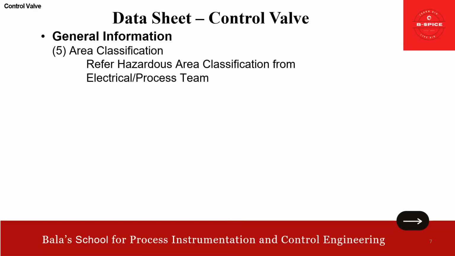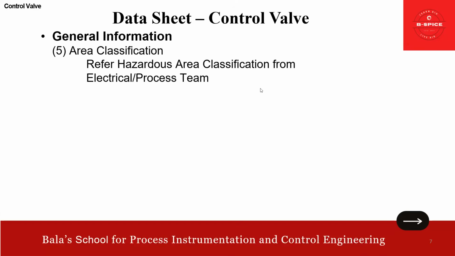Then zone 2. Zone 2 is a place in which an explosive atmosphere is not likely to occur in normal plant operation, but if it does occur, it will persist for a short period only. So these areas only become hazardous in case of an accident or some unusual operating condition. I hope, friends, you got what zone 1, zone 0 and zone 2 are. So these are the things you need to input here.